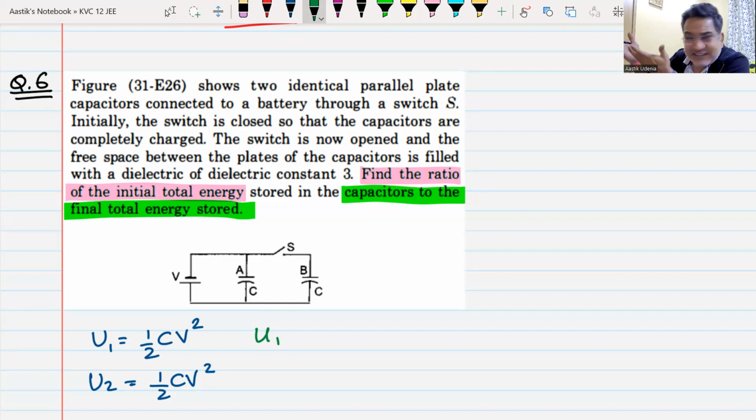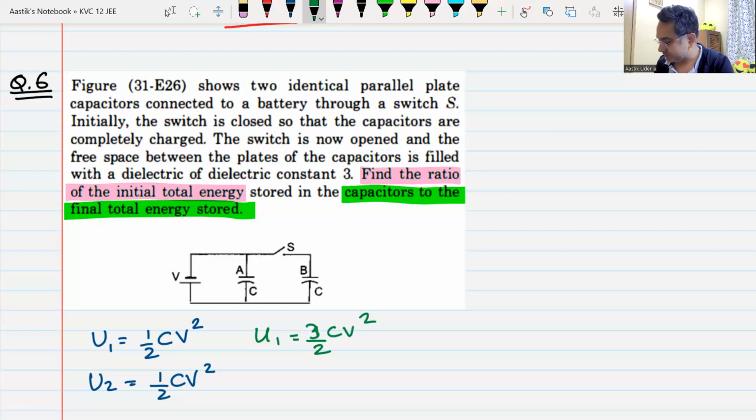Energy becomes U times K, K times U. I just showed you the formula. I've given you every single thing in the universe. Still, I don't know what everyone is doing. Anyways, so half into 3C, so 3CV square.